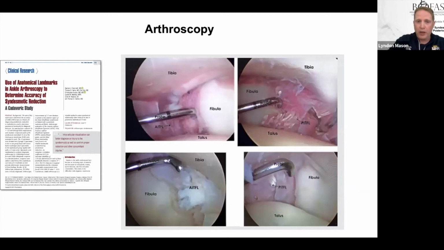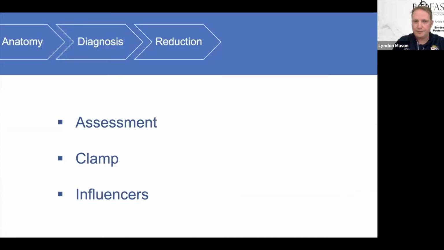Personally, I went through a period where I scoped all major ankles. I must say, in my hands, I found it not very usable, but there are plenty of centers that use it with great success. As this paper shows, what you're looking for in the syndesmotic reduction, you can see AITFL here, and so there's a gap, and there's the fibula to show that you've got posterior translation, and we've got overlap of PITFL. That's why the fibula has been posteriorly translated.